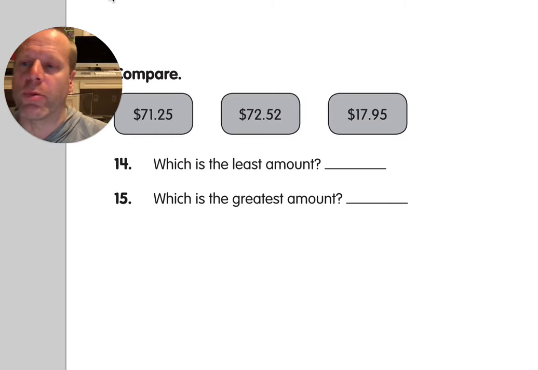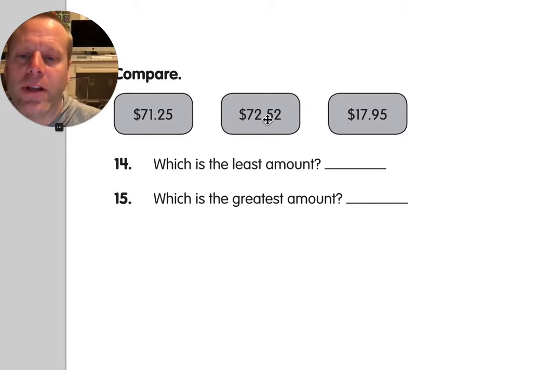All right, this is a good one. This is very similar to what's going to be on the test, for sure. You're going to be looking at 3 different amounts. Look at the tens, look at the ones, look at the cents if you need to, and figure out which one of these is the least and which one of these is the greatest.